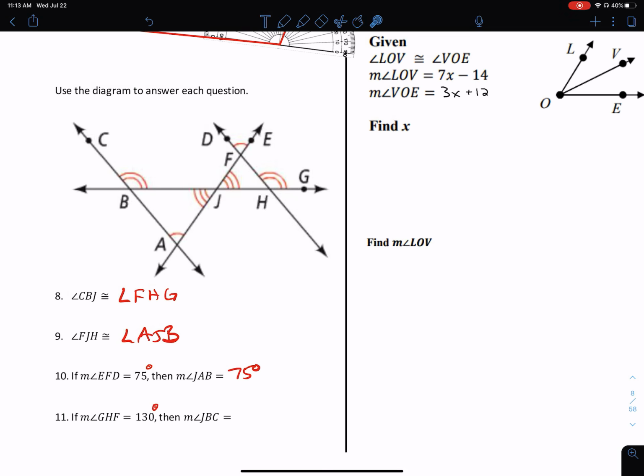Angle GHF, that's got two arcs, is 130 degrees. Let's put that into our drawing. What's the measure of angle JBC? That's also got two arcs. So I guess that's also 130.